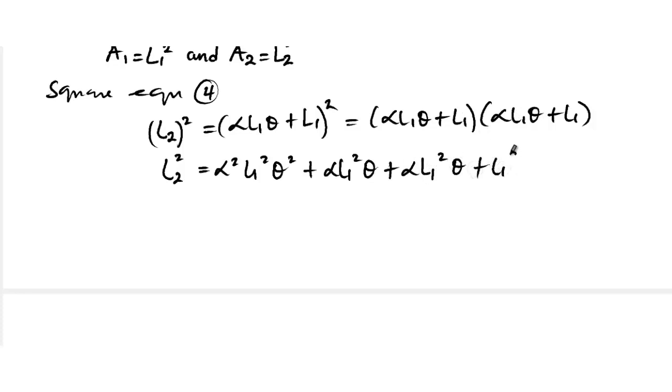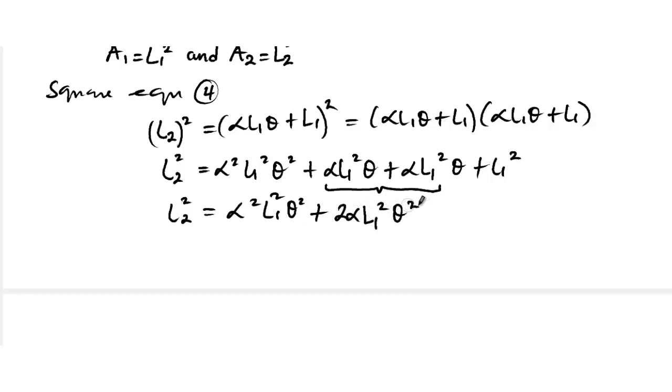If you look at this, I can actually add these two terms together. So L2 square will now give us alpha square L1 square theta square, then plus 2 alpha L1 square theta. Did I say theta square? Excuse me. That's 2 alpha.